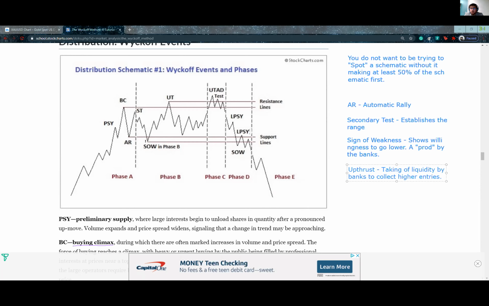So we have those so far. Then we also have the upthrust. The upthrust is the taking of liquidity to collect higher entries.